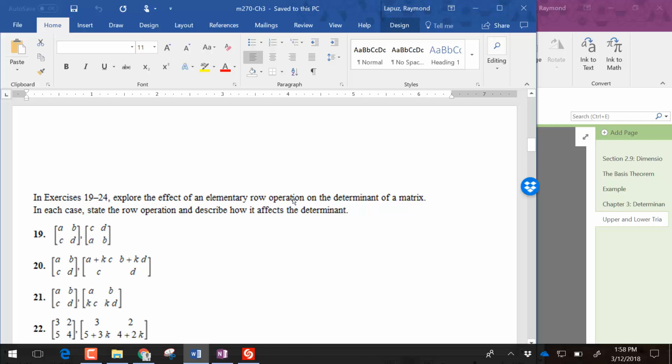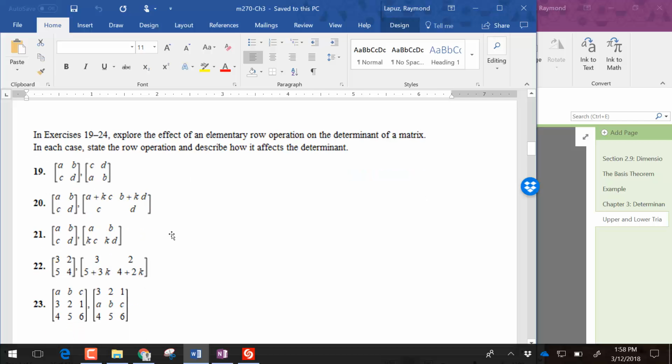The questions in this section explore the effect of elementary row operations on the determinant of the matrix. Let's take a look at all these problems over here. They look kind of interesting.